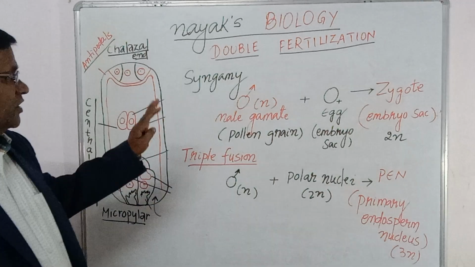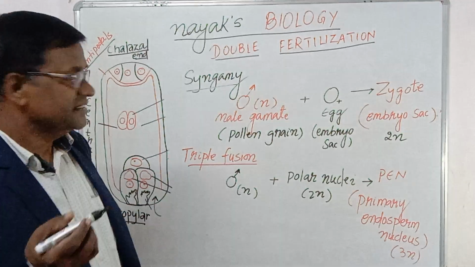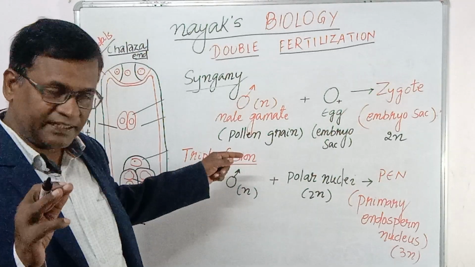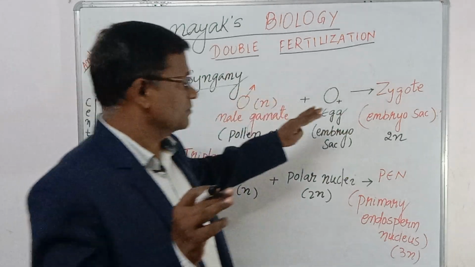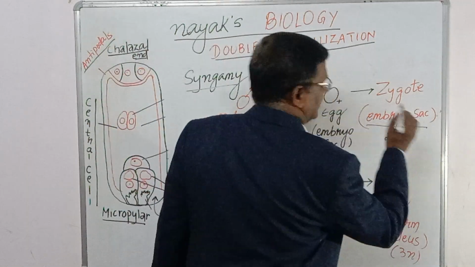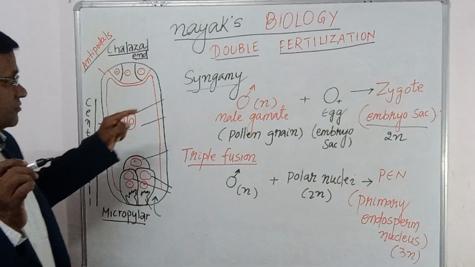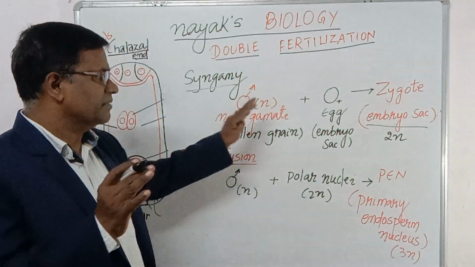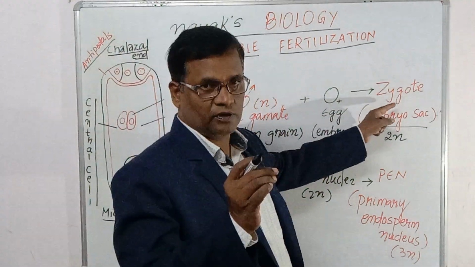Hello my dear students. Now we will discuss syngamy. What do you mean by syngamy? Syngamy means when the male gamete, which is contained in the pollen grain, fuses with the egg, which is contained in the embryo sac, to form the zygote. Where is the zygote developed? It is developed in the embryo sac. Here only the zygote is formed. That's why it is syngamy. Simply, we can say it is the fusion of the male gamete with the egg cell to form a diploid zygote, because n and n combine to form the zygote.